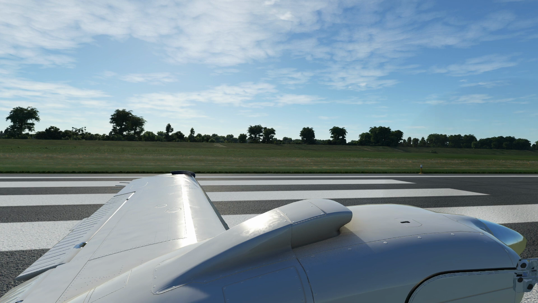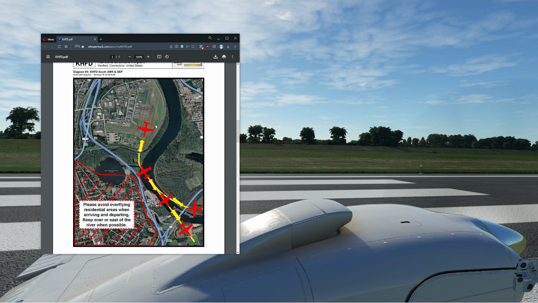So what we're going to take a look at is exactly how this is executed and how it's going to change what we do normally. The first thing you're going to notice is that we're going to be taking an immediate turn off the edge of the runway after takeoff. We're going to try to overfly this as much as possible.